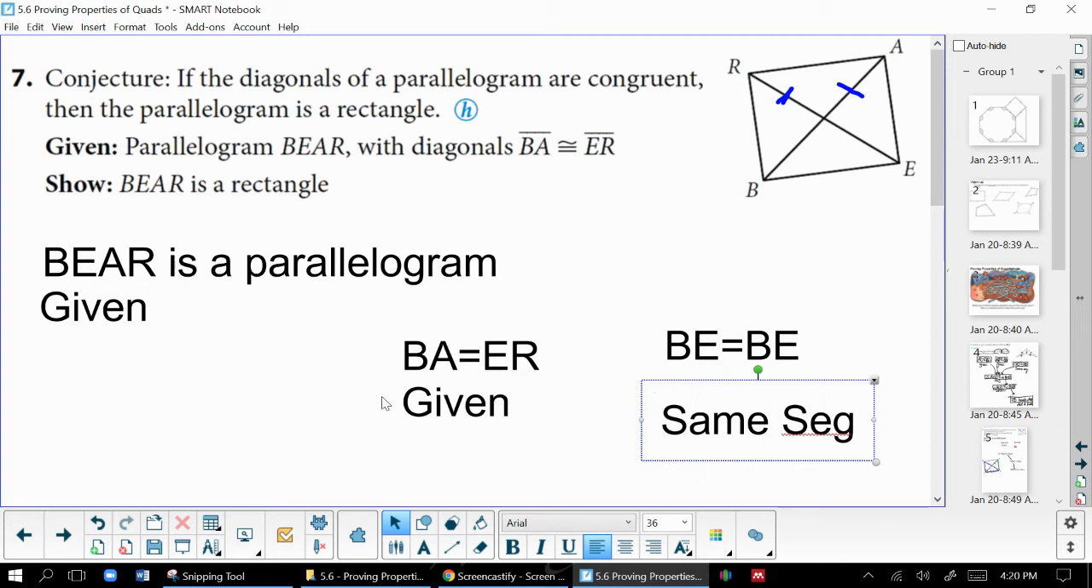And now this last one is going to come from the fact that this is a parallelogram. There's a lot of things that we learned about parallelograms in the last section. Four of them exactly. We know that opposite angles are congruent. We know that opposite sides are congruent. Consecutive angles are supplementary, and the diagonals bisect each other. There's one of those that's going to help us, and it's that opposite sides are congruent.